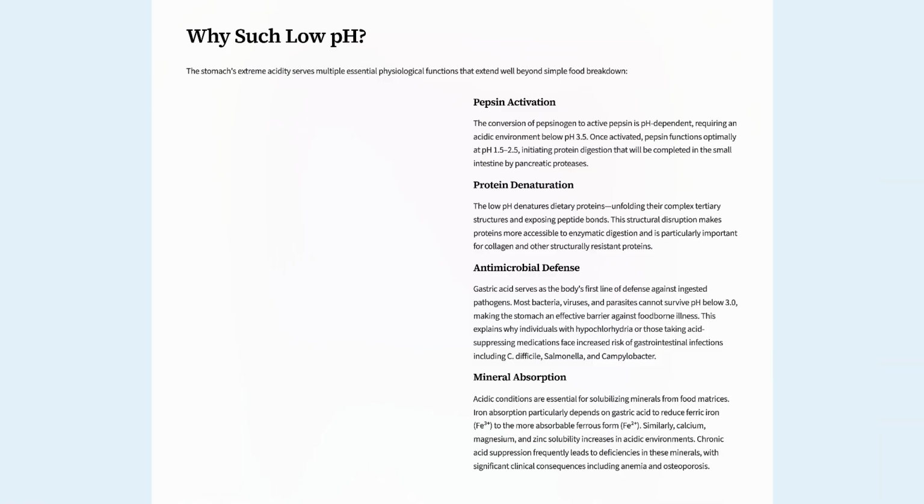Why does the stomach maintain such a low pH? There are several critical reasons. First, the acidic environment activates pepsinogen into its active form, pepsin. Second, it denatures proteins, unfolding them to make them more accessible to enzymatic breakdown. Third, it provides antimicrobial defense, killing most bacteria and pathogens that enter with food. Finally, it enhances the absorption of minerals like iron and calcium.